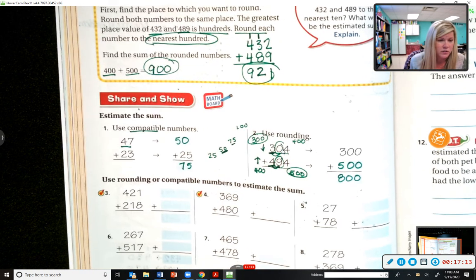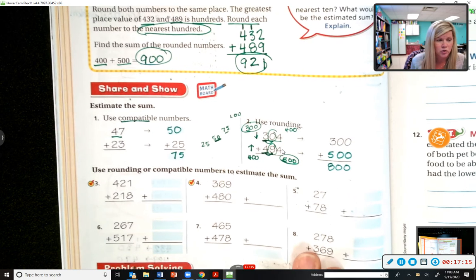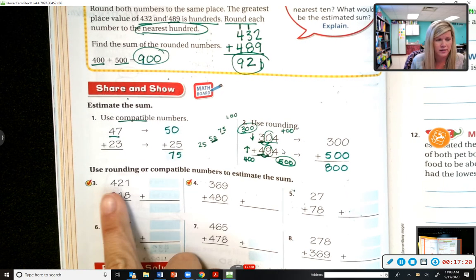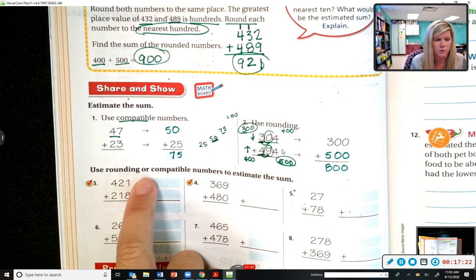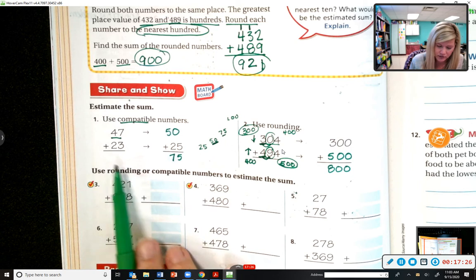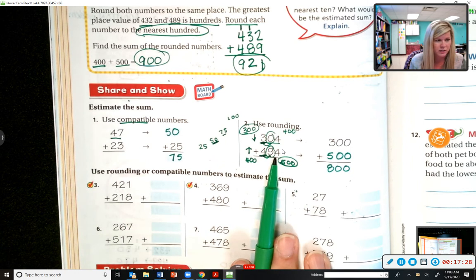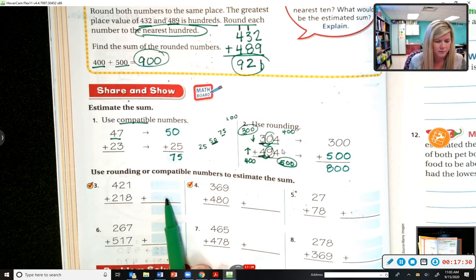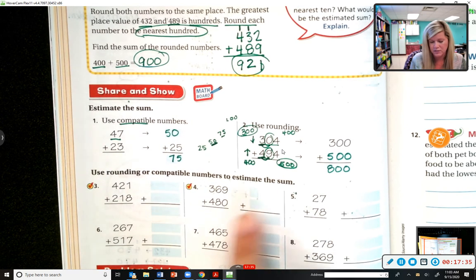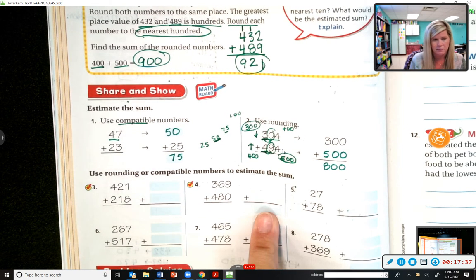Okay, now I want you guys to pause and try to do numbers 3 and 4 in your book. The directions say to use rounding or compatible numbers to estimate the sum. Notice over here, we didn't find the real sum, we just estimated. Okay, so go ahead and pause, and I want you to do in the blue boxes, rounding or estimating.